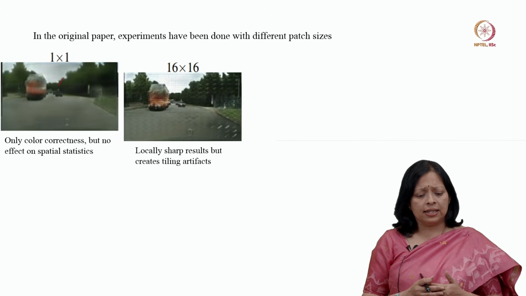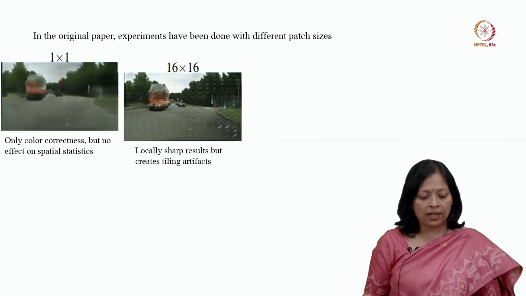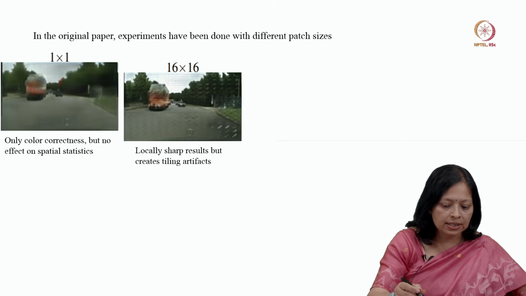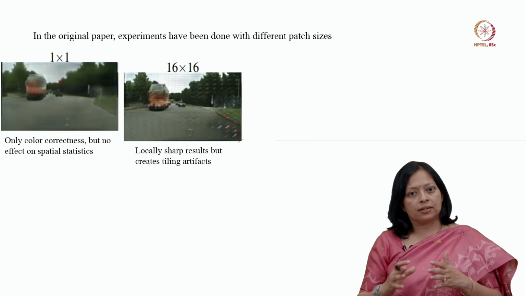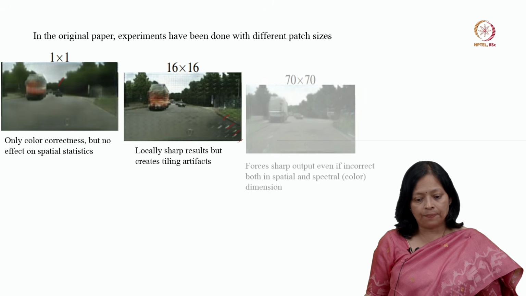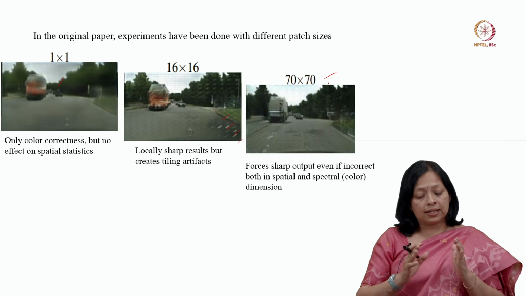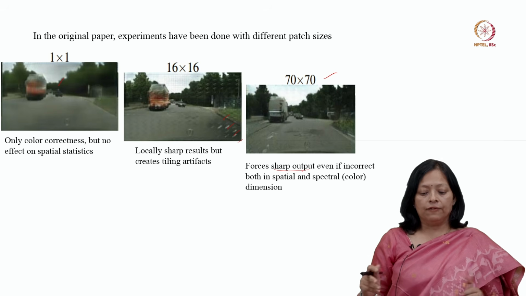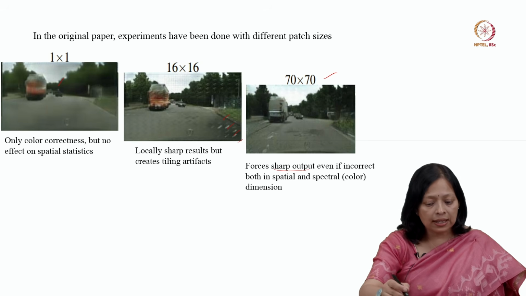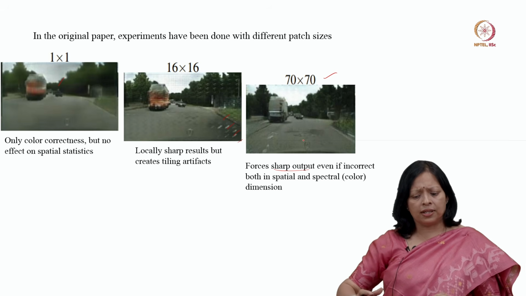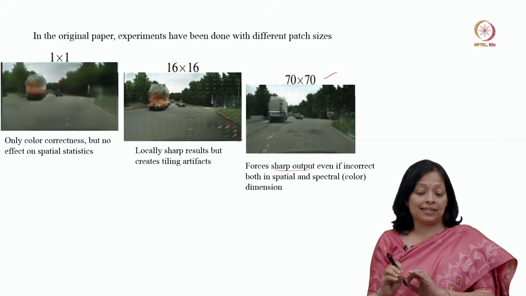In 16 cross 16, we see there are locally sharp results. So it is not as blurry as 1 cross 1, but it creates tiling artifacts. If we see these, there are some artifacts here. Then the scientists tried 70 cross 70. This is having sharp output, even if incorrect in spatial as well as spectral dimension. In some places the spectral and the spatial information is not exactly correct.